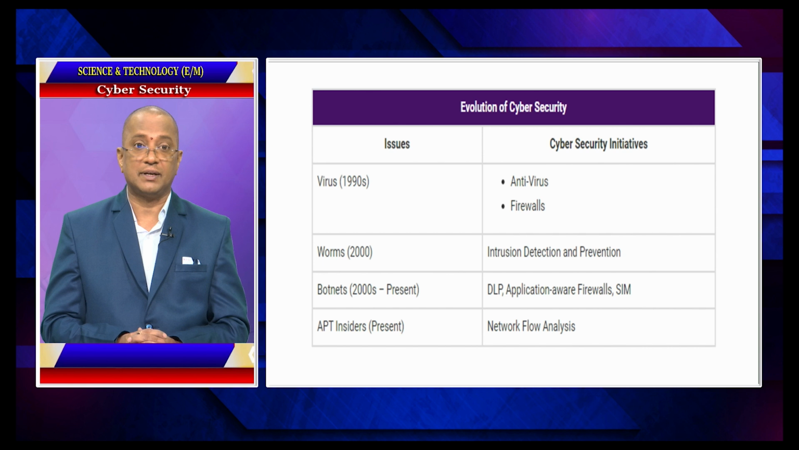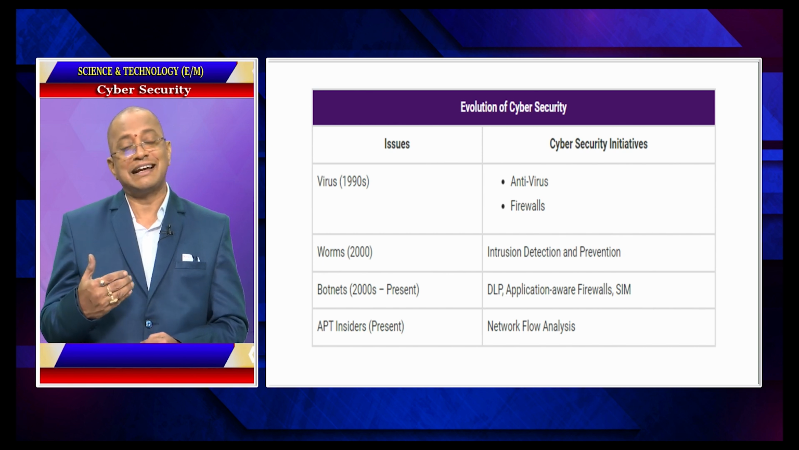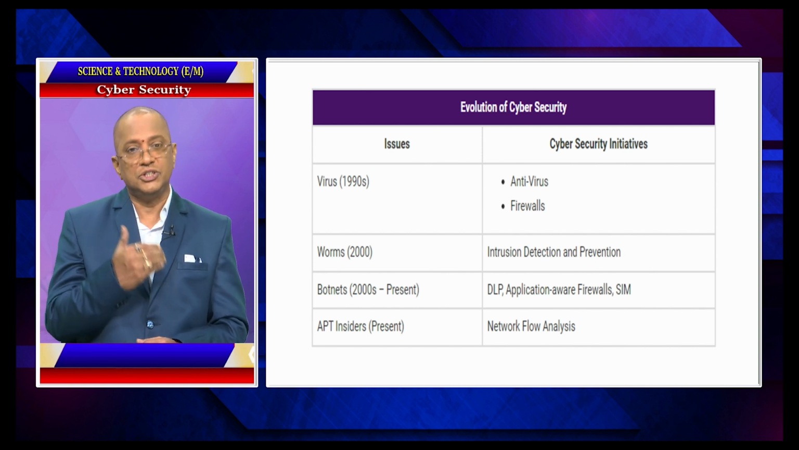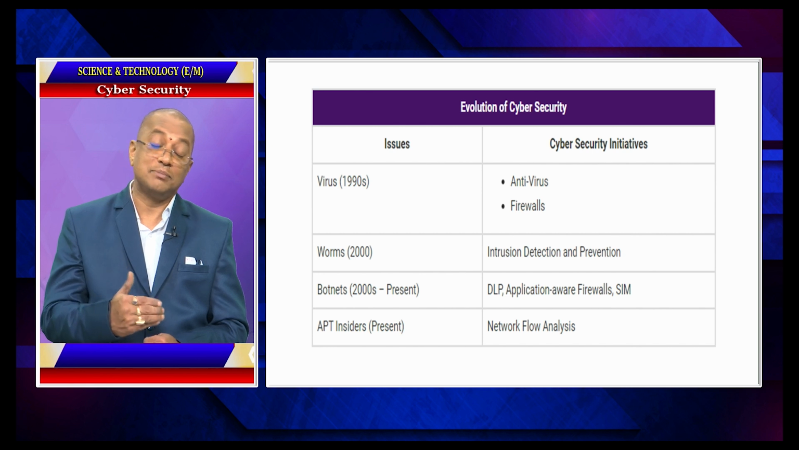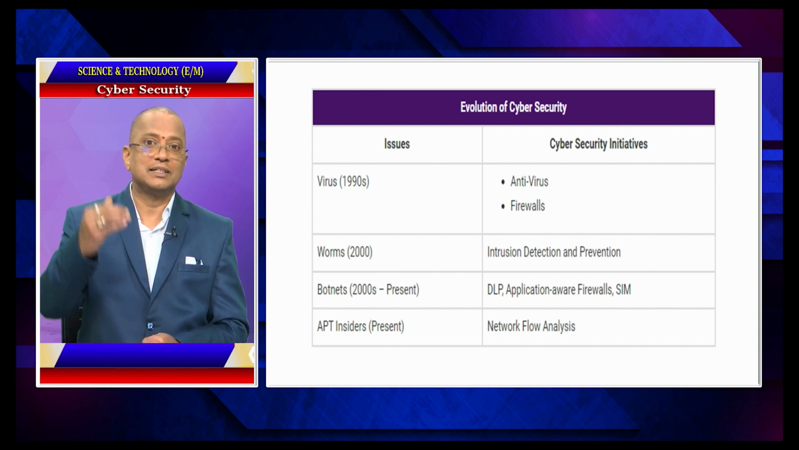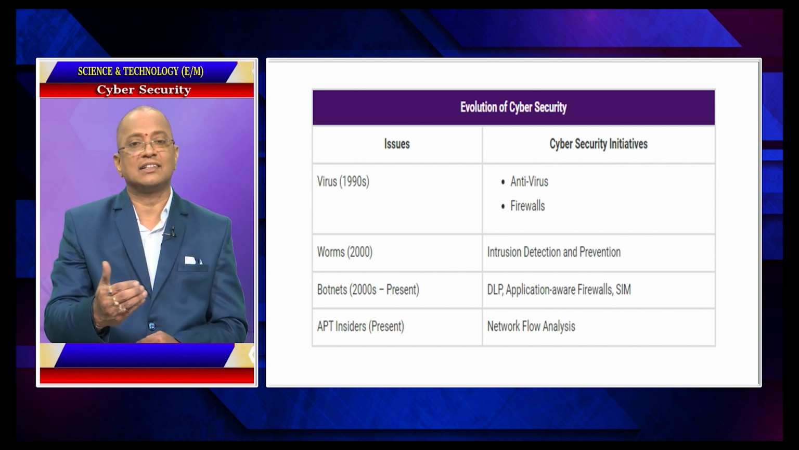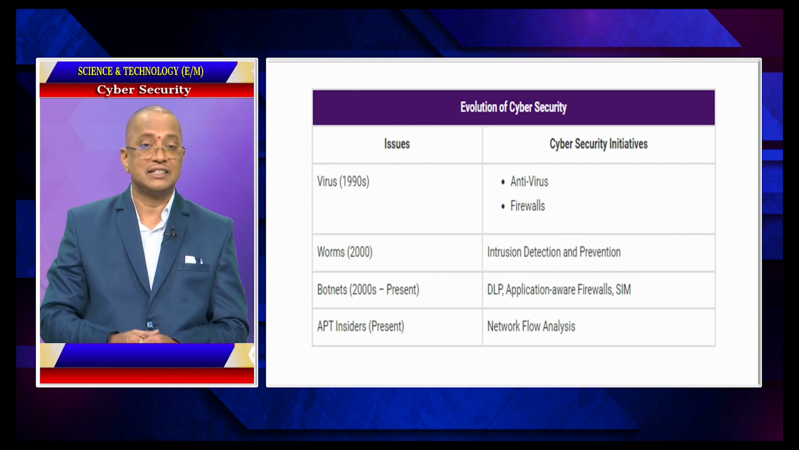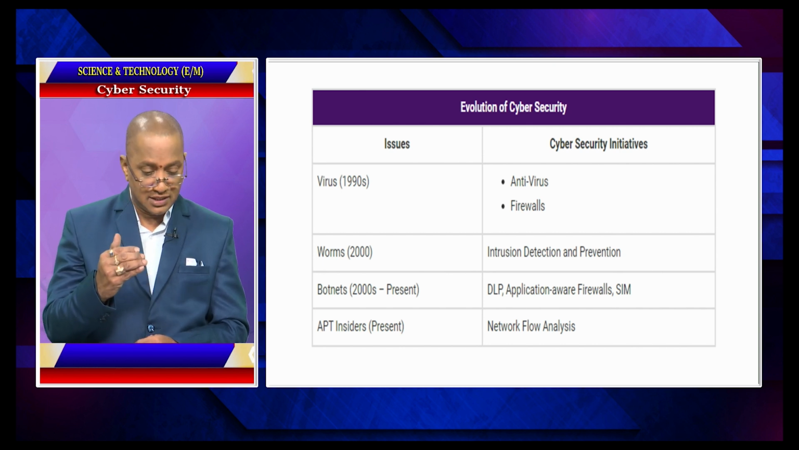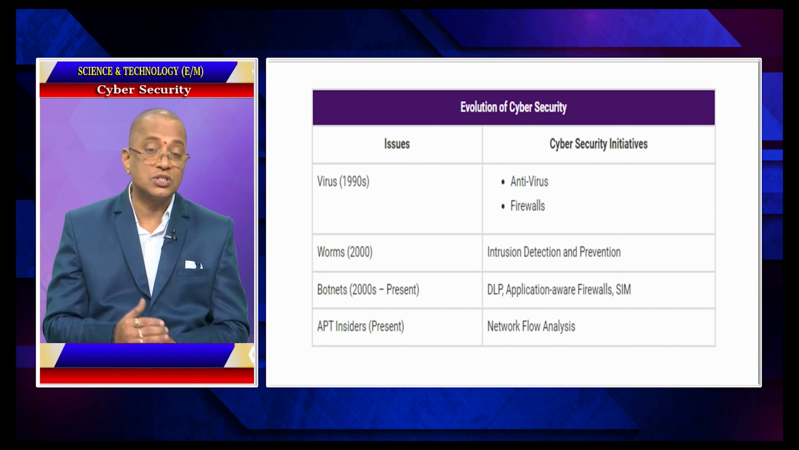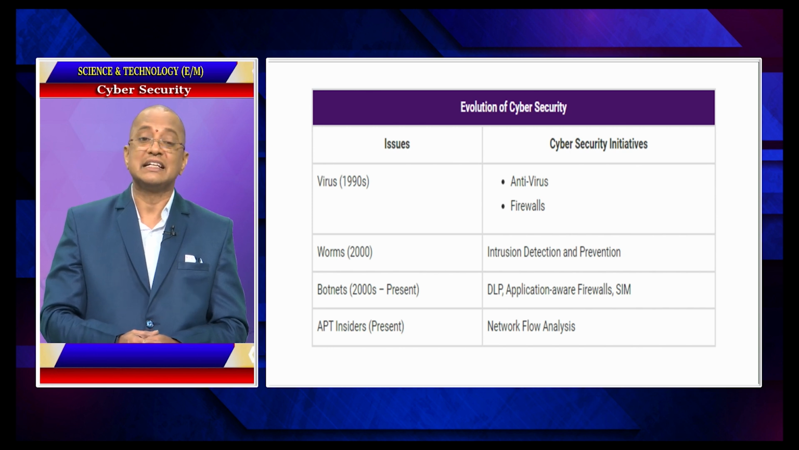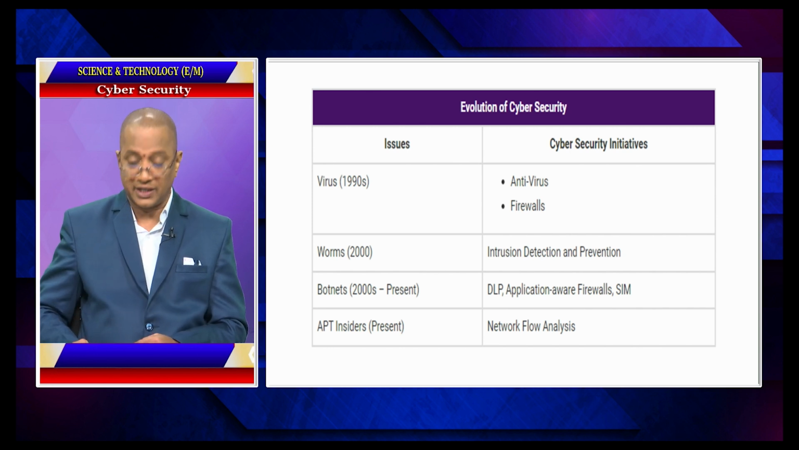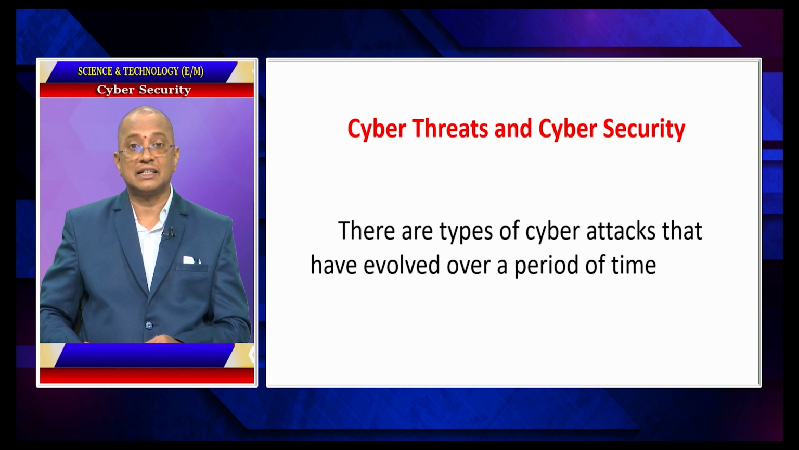This is very, very important. Here is the chronological order of the attacks on cyberspace. In the 1990s it was viruses, in 2000 it was worms, and from 2000 onwards it is botnets, and of course another one is APT insiders. Clear? Okay, so questions may come in this particular area.